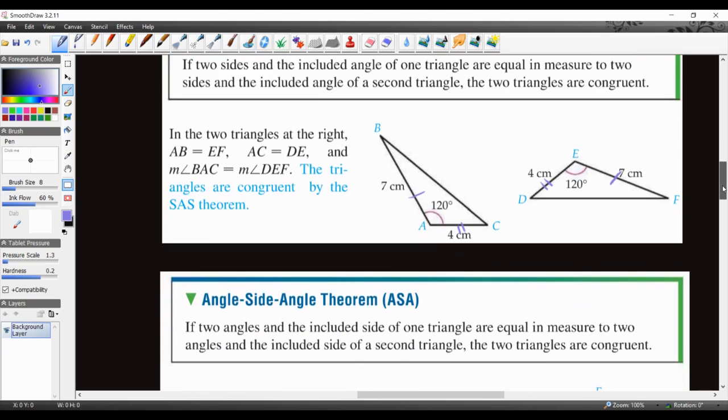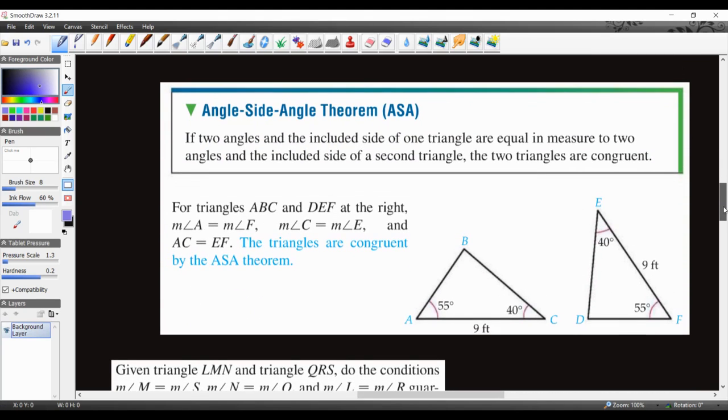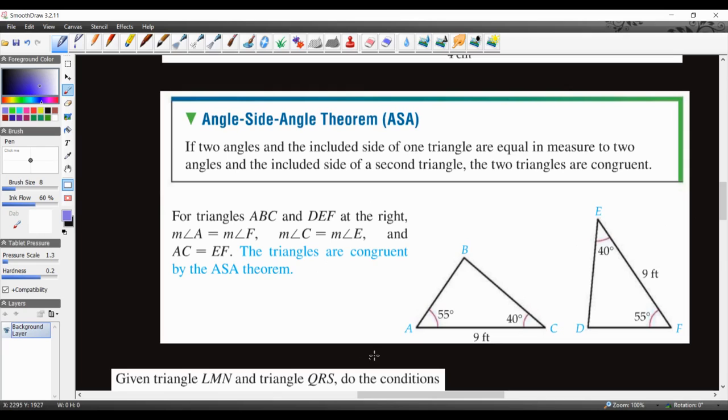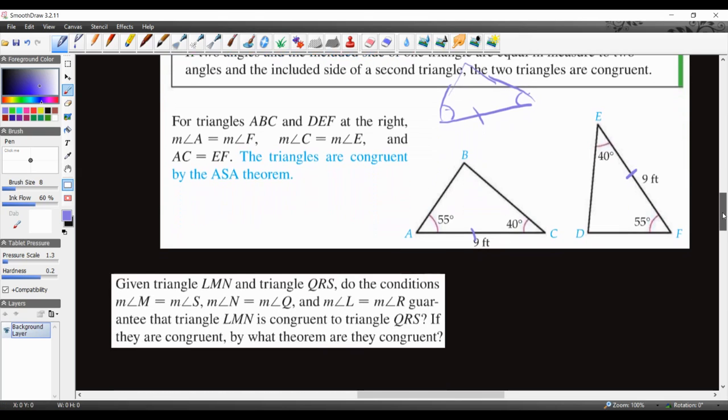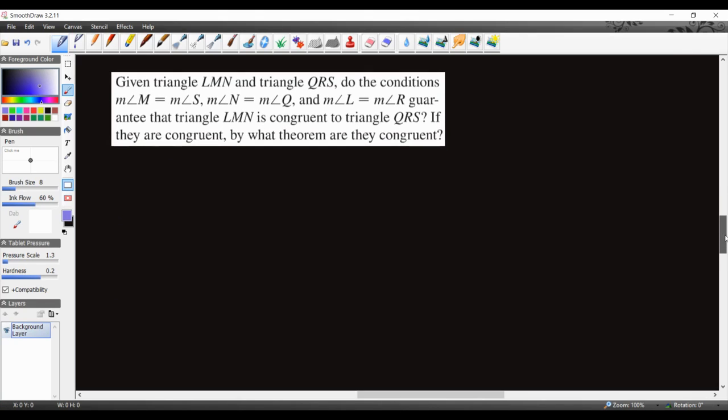Okay. And last but not least, we have angle side angle. So angle side angle, like the one before, has two angles that are congruent, okay, and one side that's right in the middle, in this case, this 9 feet here, that is the same. So you'll see something like this, okay, where you have angle, angle, the side in the middle is going to be the one that's congruent, okay? So with those three, we're going to do a couple of examples.